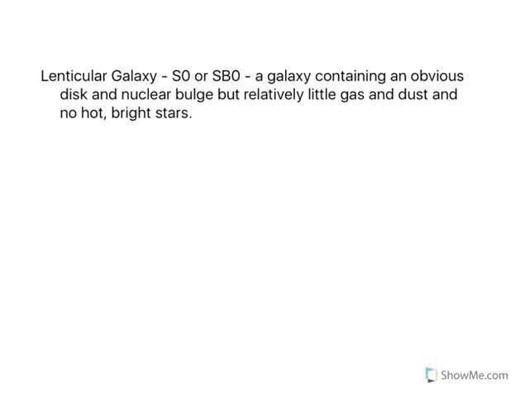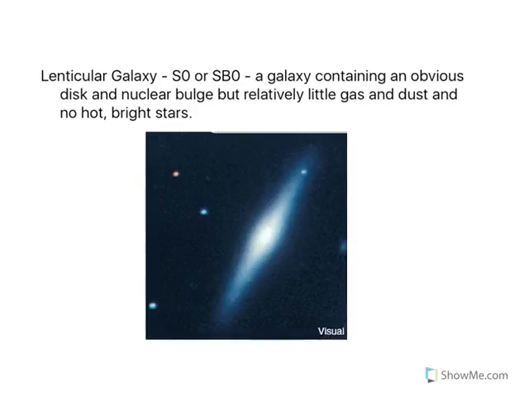Lenticular galaxies have the letters S with a 0 or an SB with a 0. And they are a galaxy containing an obvious disk and a nuclear bulge, but relatively little gas and dust and no hot bright stars. Here's an example from your textbook.